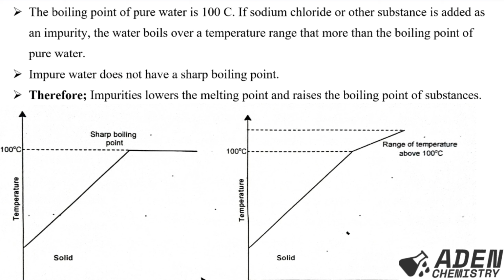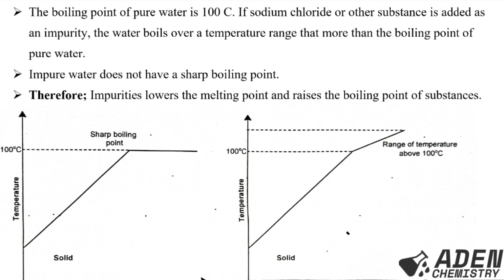Remember what we said about the melting point when naphthalene is heated. When it is pure naphthalene, it has a sharp melting point. But if it has impurities and is impure naphthalene, it will not have a sharp melting point. Likewise, when the water is pure, it has a sharp boiling point. But when the water has impurities like sodium chloride, it does not have a sharp boiling point. Next, we are told it is going to boil over a temperature range, and that range will be more than the boiling point of pure water.